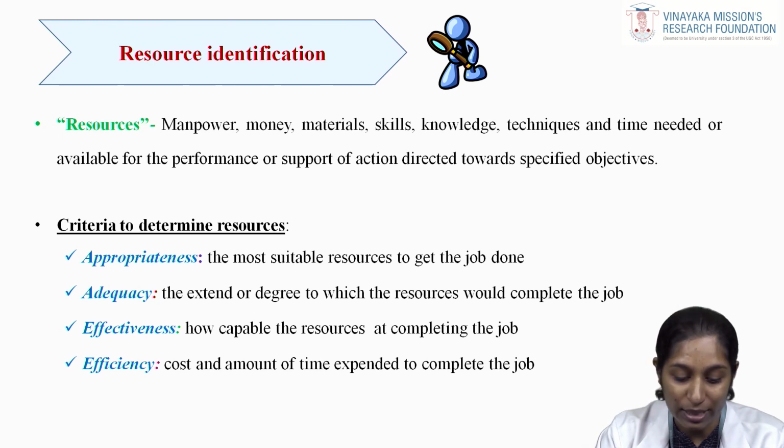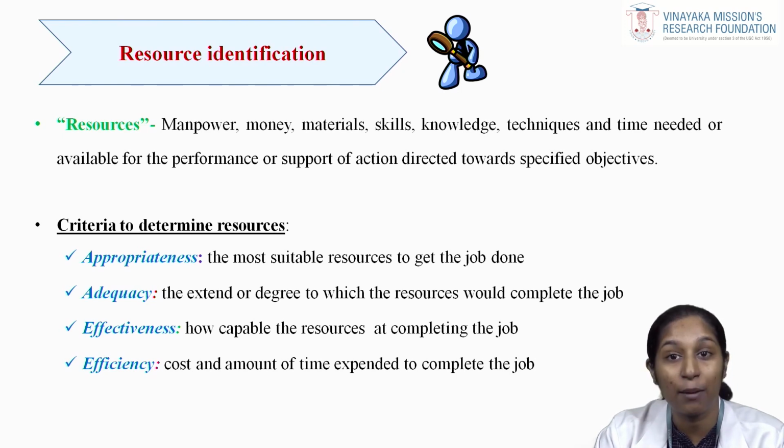What is appropriateness? The planner must ensure that the resources selected are appropriate. That is, the planner should select the most suitable resources to get the job done. Second is adequacy, that is, the extent or degree to which the resources would complete the job has to be focused on. Next is effectiveness, that is, the planner should know how capable the resources are at completing the job. And finally, efficiency, that is, the cost and amount of time spent to complete the job with the selected resources.